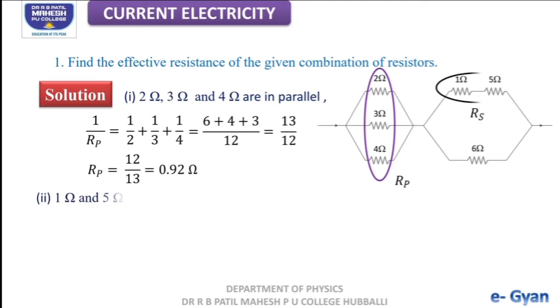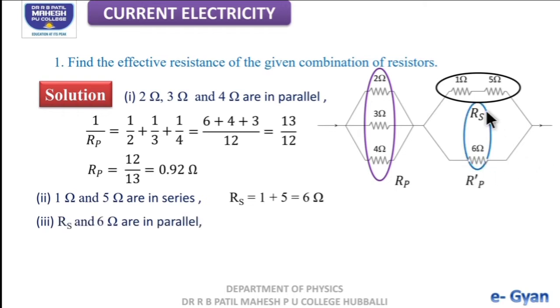Step 2. 1 ohm and 5 ohm are connected in series. Hence, their equivalent resistance is given by Rs. Therefore, Rs is equal to 1 plus 5, which is equal to 6 ohm. Now, step number 3.